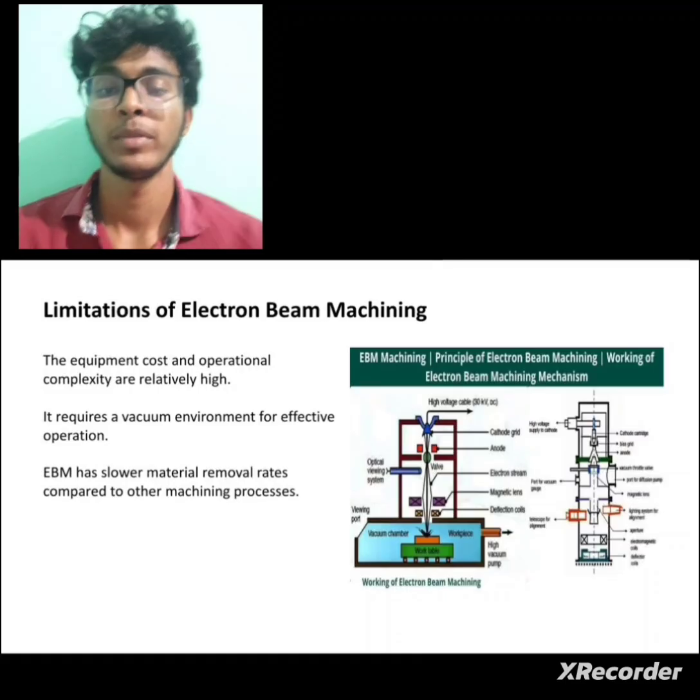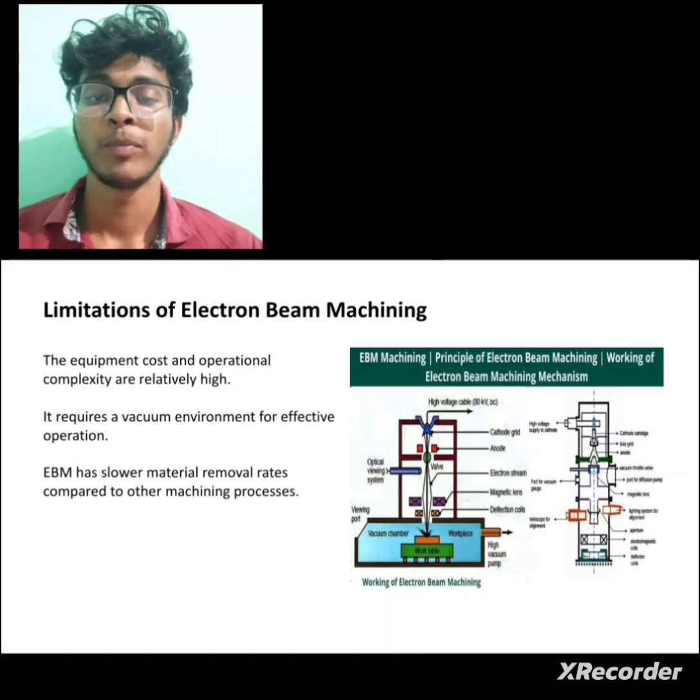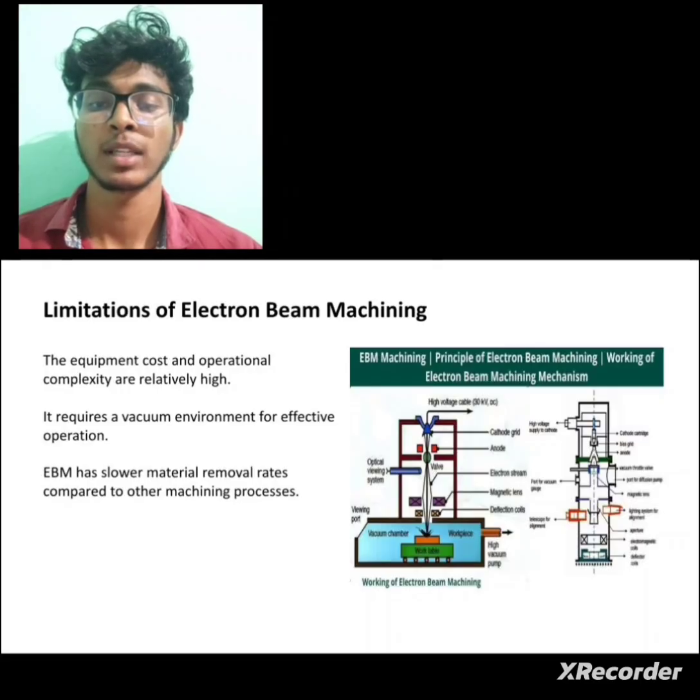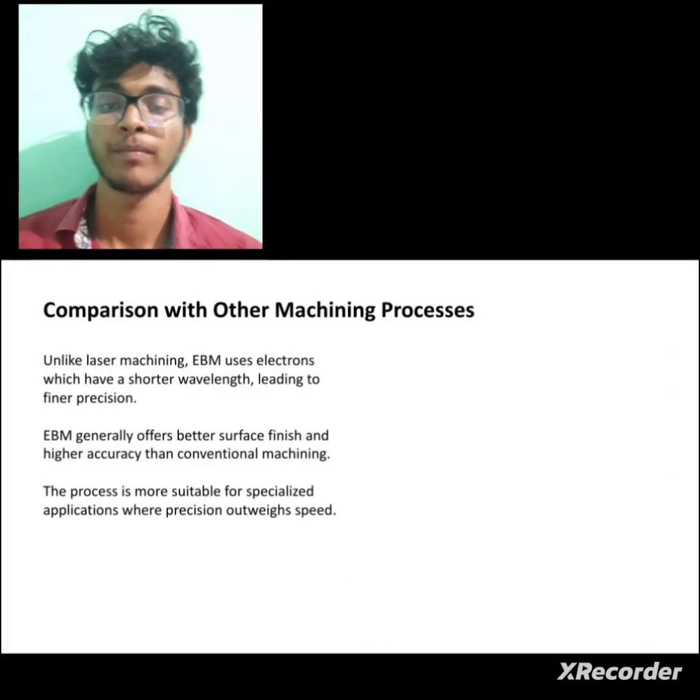Limitations of electron beam machining. The equipment cost and operational complexity are relatively high. It requires a vacuum environment for effective operation. EBM has slower material removal rates compared to other machining processes.